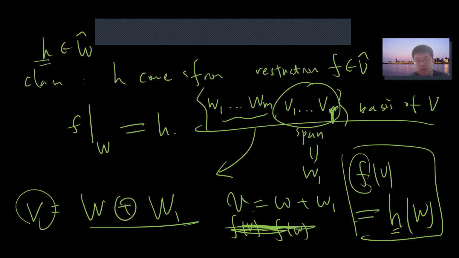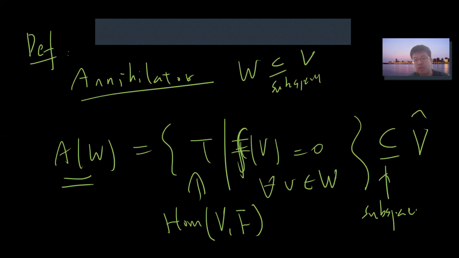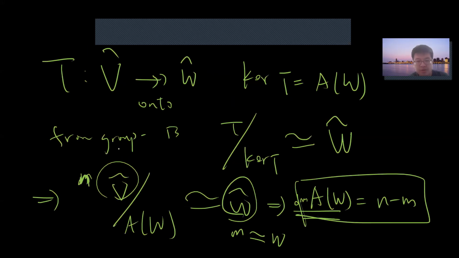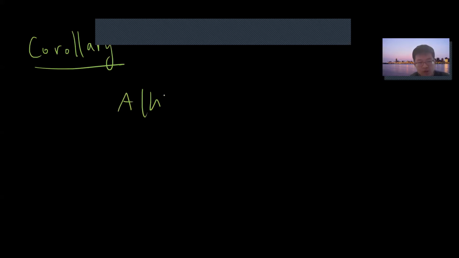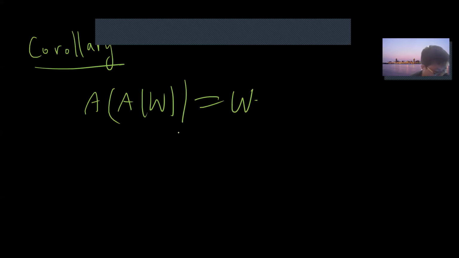Okay, so I think this is another accomplishment: we prove that not only do we know the annihilator is a subspace, but we also know its dimension. Okay, so there is a query, and this query is a very weird one. What is the annihilator of W? If you take the annihilator again, you come back to W. Okay, so this is the proof.